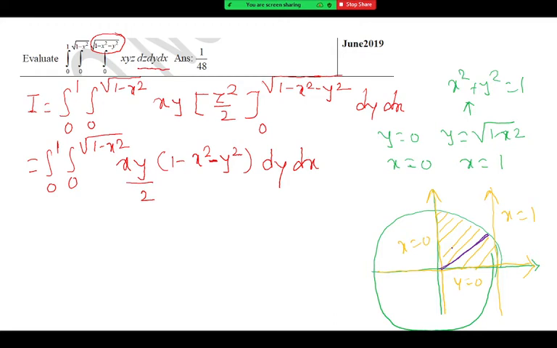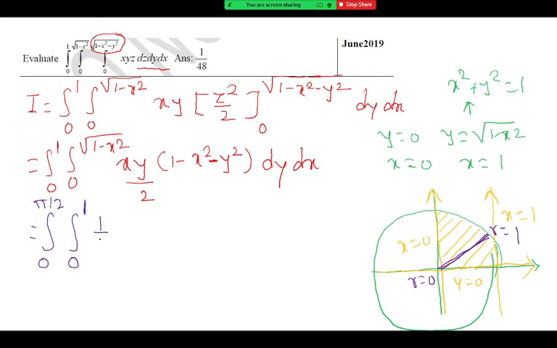So what are the limits of r and theta? If you take a radial strip, r is from 0 to 1, because r varies on the circle x square plus y square equal to 1, that is r equal to 1. What about theta? 0 to pi by 2. 0 to pi by 2, that's one.